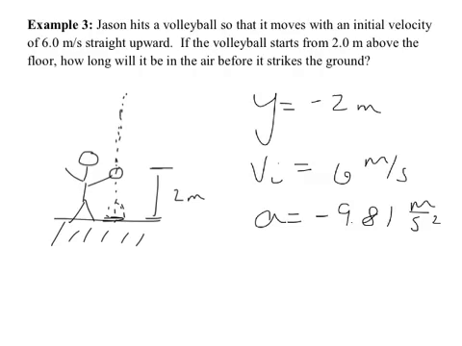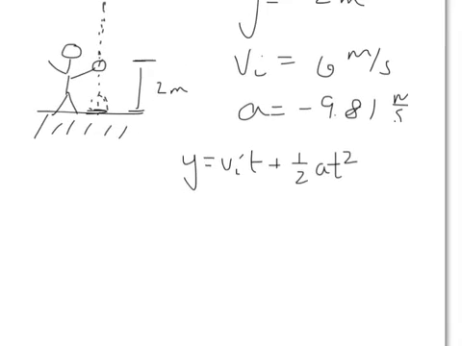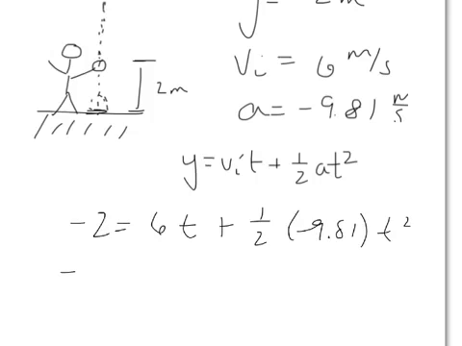Turns out if we want to find the time in this problem, we can't use the first equation, Vf equals Vi plus At, simply because we don't have a final velocity. But we can use the equation that says y equals Vit plus 1/2 At squared. It's just going to be a little bit messy. We're going to have to use the quadratic formula. So let's go ahead and plug in. We've got negative 2. I'm going to drop my units here, because I'm going to use the quadratic formula in a minute. Equals 6t plus 1/2 negative 9.81 t squared. Let's make the numbers look a little neater. Half of negative 9.81 is negative 4.905 t squared.